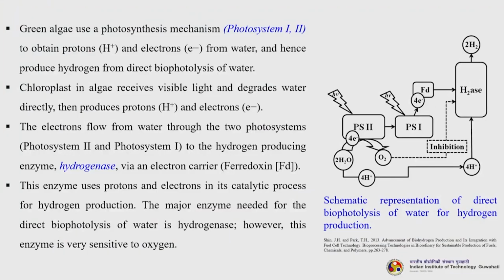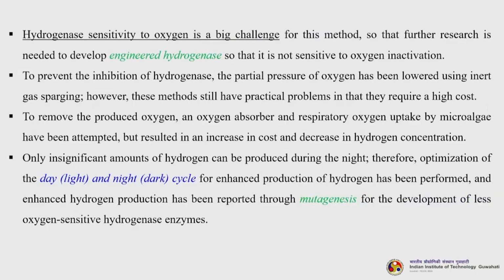Now, this enzyme uses protons and electrons in its catalytic process for hydrogen production. The major enzyme needed for the direct biophotolysis of water is hydrogenase. However, this enzyme is very sensitive to oxygen. Hydrogenase sensitivity to oxygen is a big challenge for this method, so further research is needed to develop engineered hydrogenase that is not sensitive to oxygen inactivation. Since oxygen is extremely harmful for the hydrogenase mechanism, whatever oxygen is getting produced has to be scrapped out. Having said that, it is not so easy to do that.